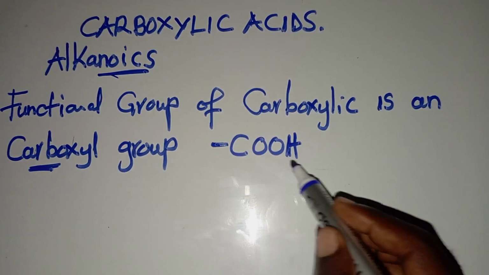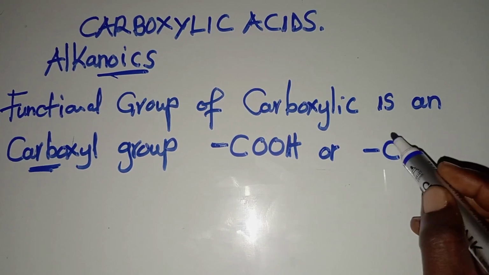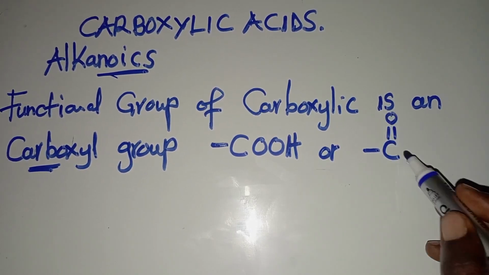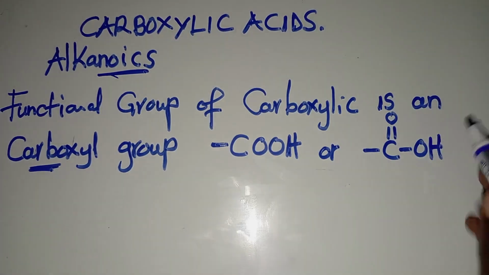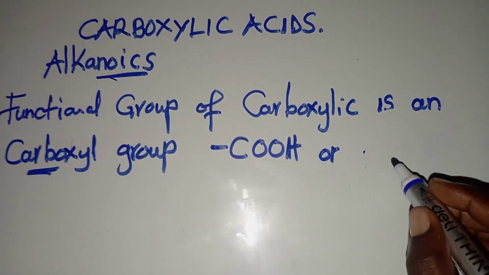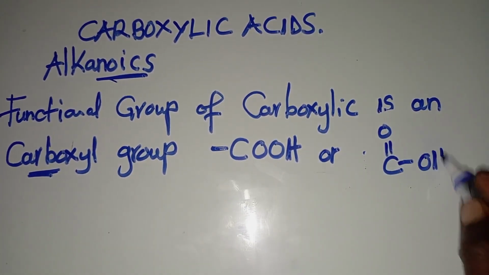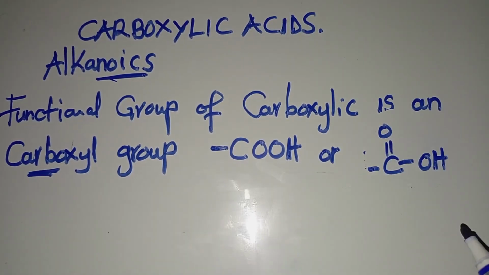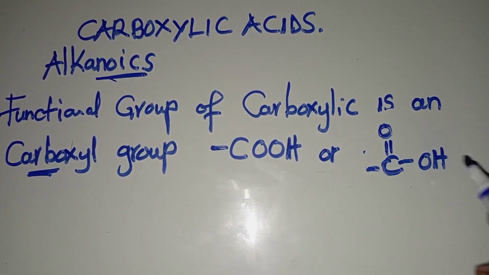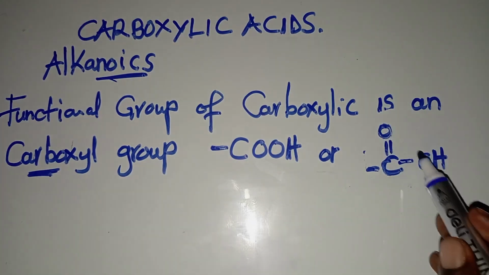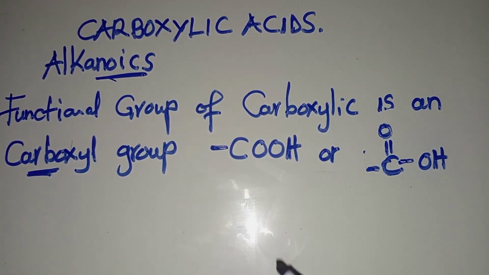So this is a carboxyl group, which is the same as having C with a double bond there, then another OH on this side. I guess you are able to see it. Like C like this, a double bond on top, we've got OH here, then I do this. So this is what we call a carboxyl group. If you want, you can write it like this. It is just one and the same.